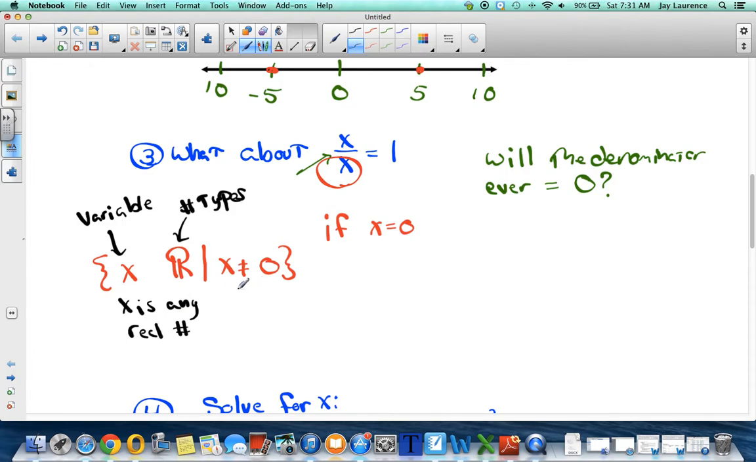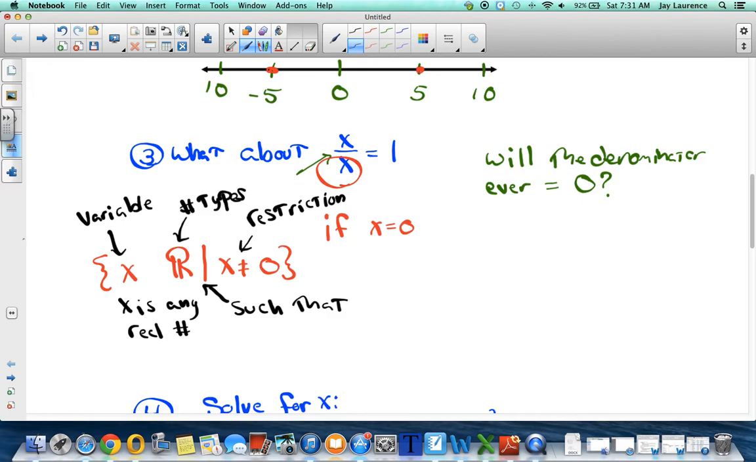And then this over here is called the restriction. It tells you if there are any exceptions to your previous statement. X is any real number, but it can't be 0. So x is any real number such that x does not equal 0. And by the way, this bar is read as "such that."